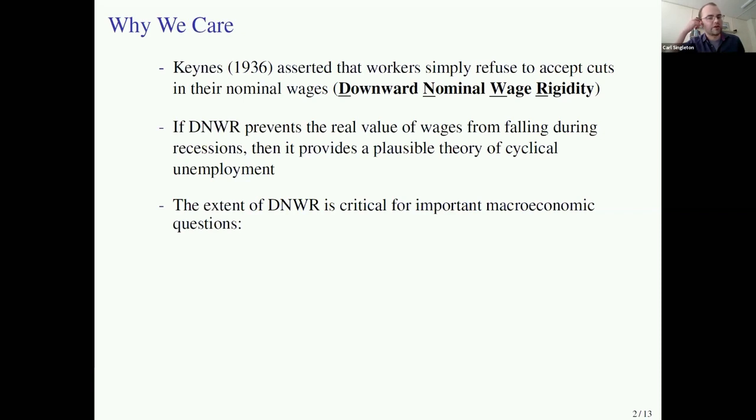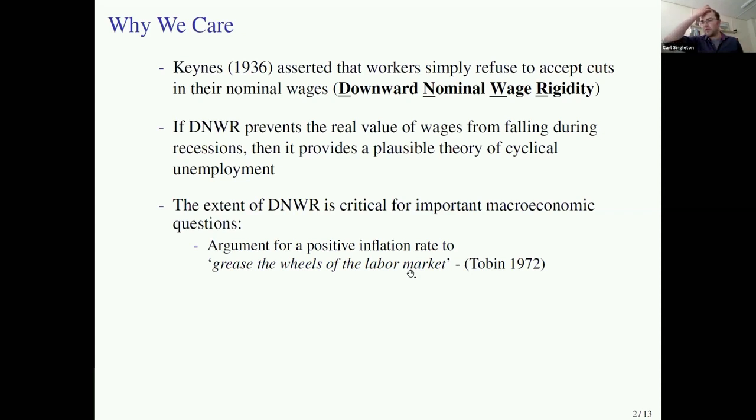The actual true extent of downward nominal wage rigidity, beyond the theory, is critical for a lot of important macroeconomic policy questions. Not least in the current environment where we have many developed countries with low inflation, it's really important with regards to the question, should we have higher inflation? Is downward nominal wage rigidity, if it's present, an argument for a positive inflation rate? In the words of Tobin and others, to grease the wheels of the labor market, to cushion the economy from large changes in unemployment during recessions and over the business cycle.